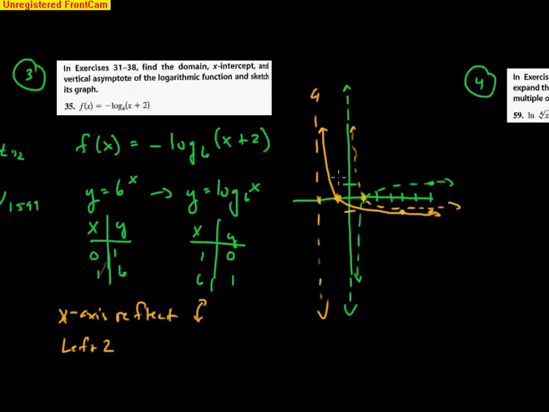Alright? Notice how the domain is changed, right? Remember that the original domain is x greater than 0. Okay? But when you have this inside, that changes the domain. x plus 2 is greater than 0, so x is greater than negative 2. And notice, look at all of your x's. They're to the right of negative 2. That asymptote really starts the domain.